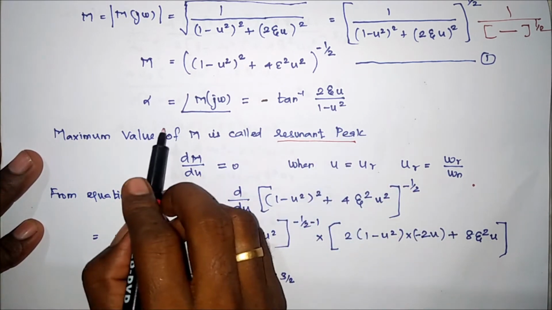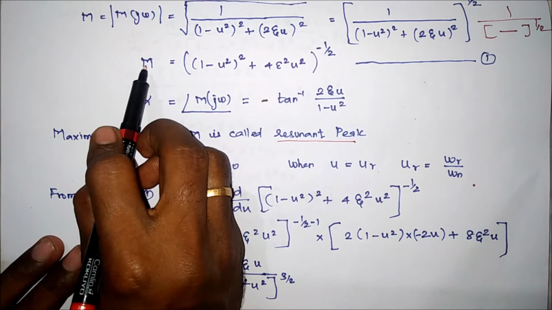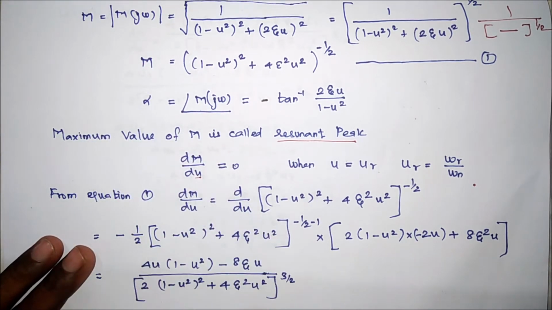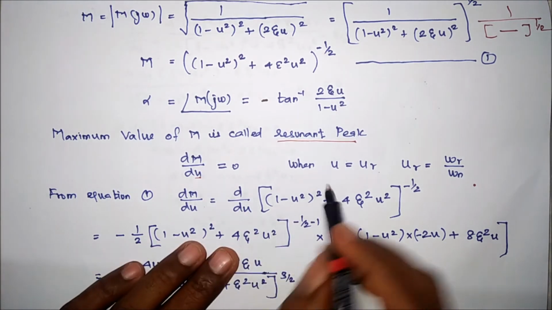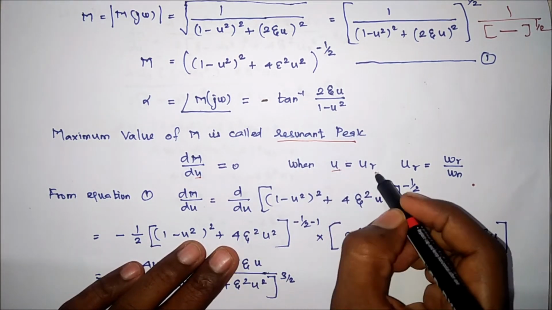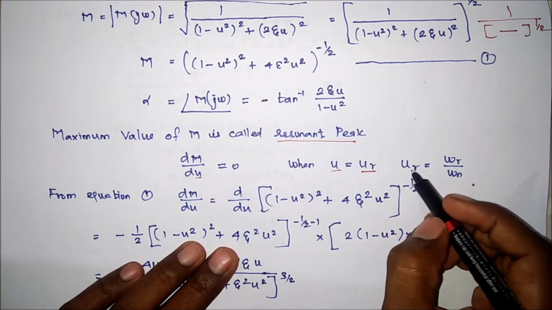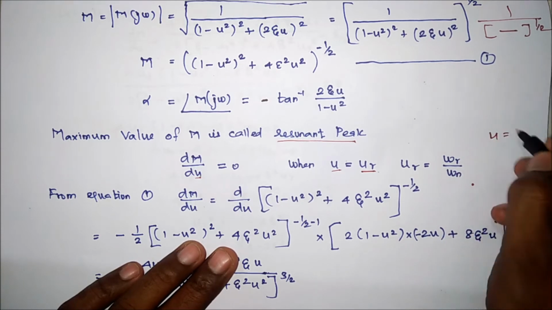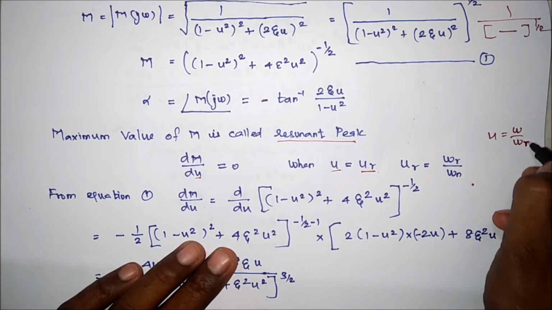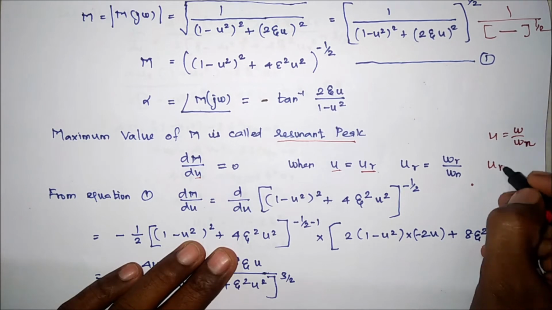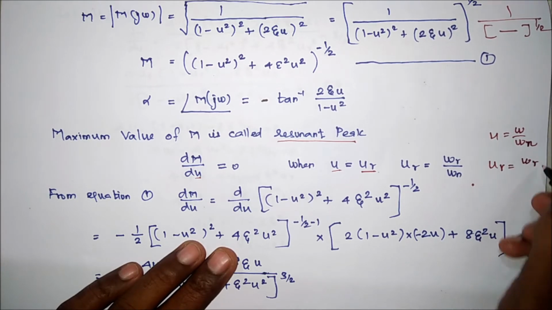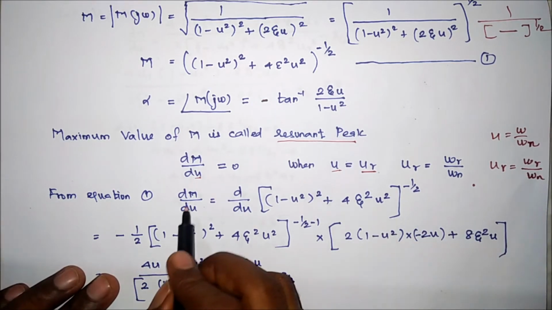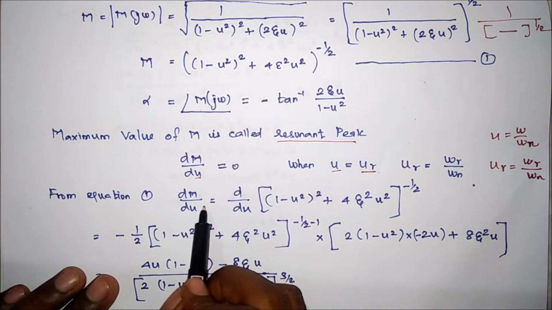So to find the maximum value, we have to differentiate the magnitude with respect to u, then equate it to 0. At that time we can say the maximum value is u equal to ur. Therefore, we already considered u equal to omega divided by omega n. So here, suppose at maximum u equal to ur, omega will become omega r, divided by omega n. Now we have to differentiate equation number 1.